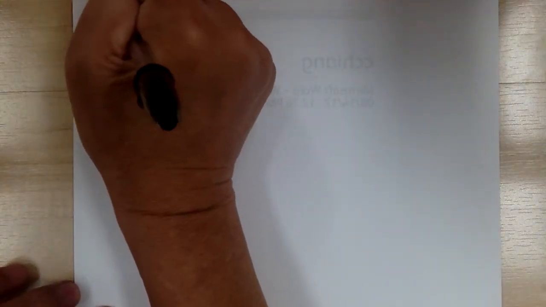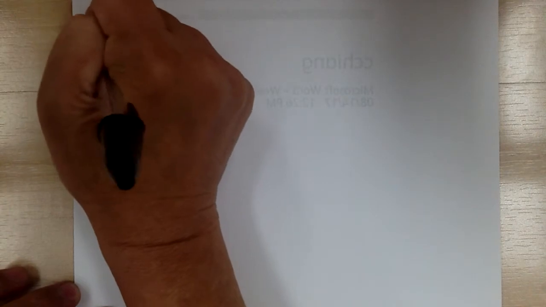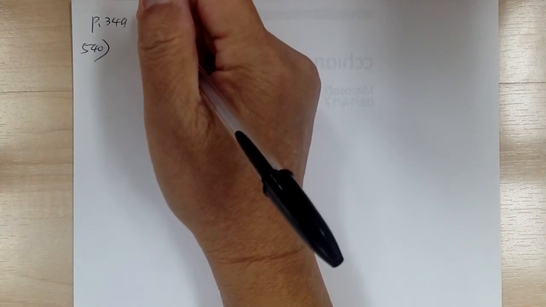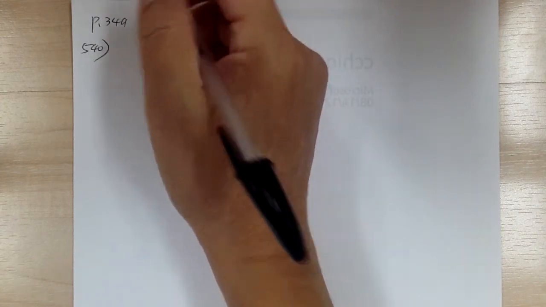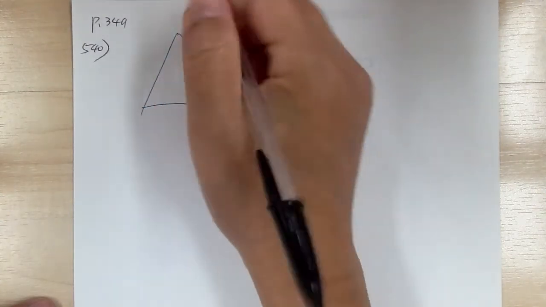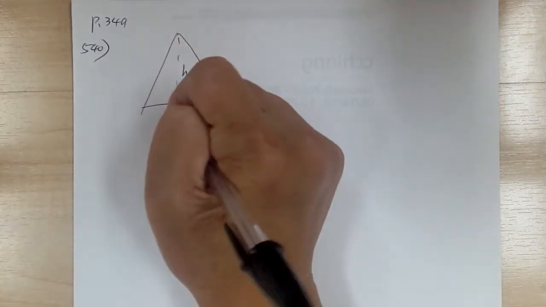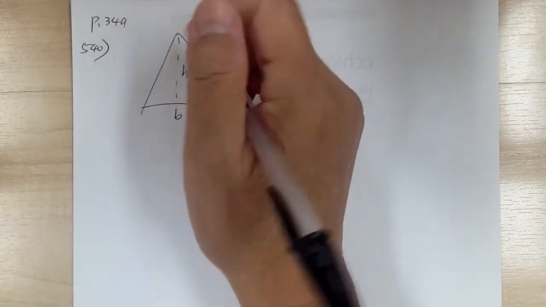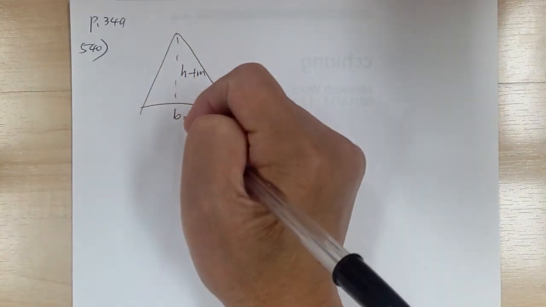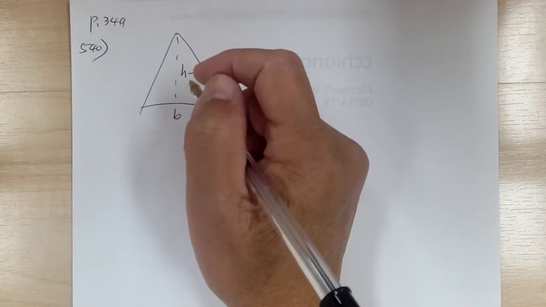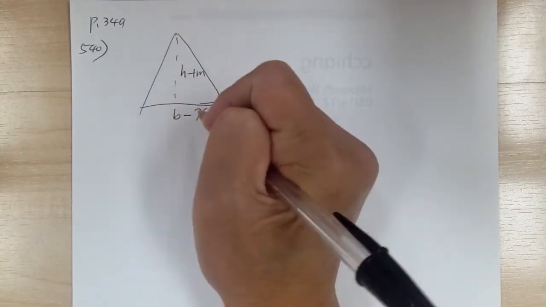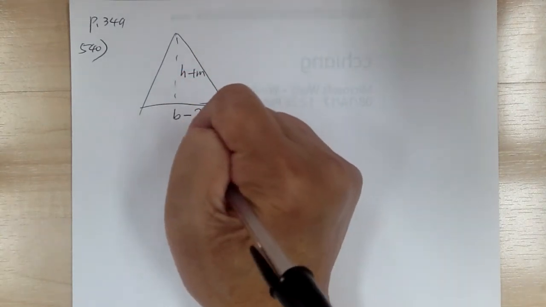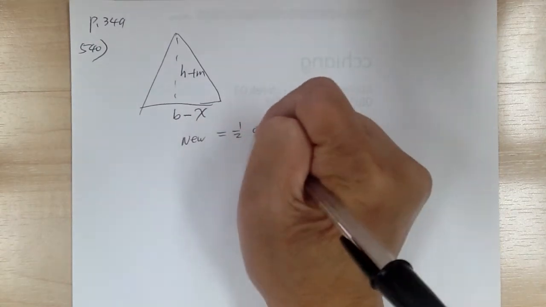Let's go to page 349 and start with number 540. Okay, so number 540, you have a triangle with an altitude of h and base b, and it says the height is lengthened by m, and how much must be taken from the corresponding base b, so that's going to be b minus x, so that the area of the new triangle is half of that original.